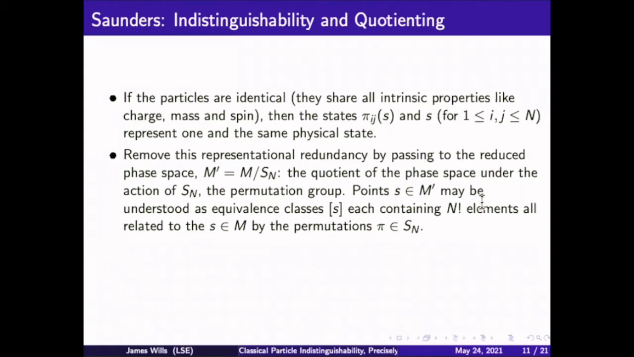So the way we can understand this is that points in M prime, the reduced space, are understood as equivalence classes containing n factorial elements related to S in M by the permutations in the group. This has the corresponding effect: if we've reduced the space, and so the argument goes on, well, if we've got a measure on that space, then we reduce the measure and we correct the overcounting problem by dividing by n factorial. And this, so the argument goes, solves the overcounting problem.